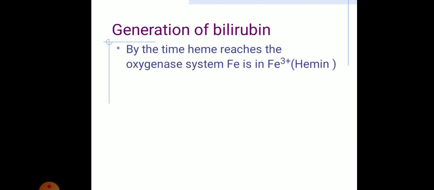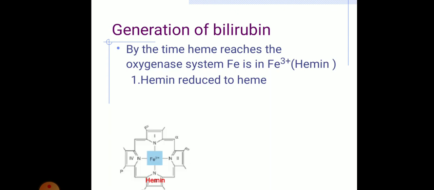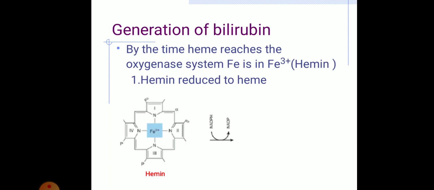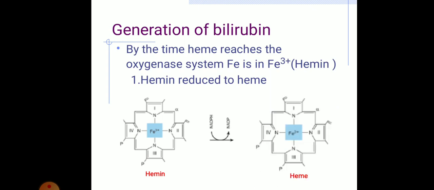By the time heme reaches the oxygenase system in the reticuloendothelial system, iron is in the ferric state. Okay. Normally, iron is in the ferrous state. So when the heme reaches the oxygenase system, this iron is in ferric form, or hemin. This heme is known as hemin. Hemin is reduced to heme, where iron was in the ferric form. This hemin is converted to heme again by conversion of NADPH to NADP. Okay.